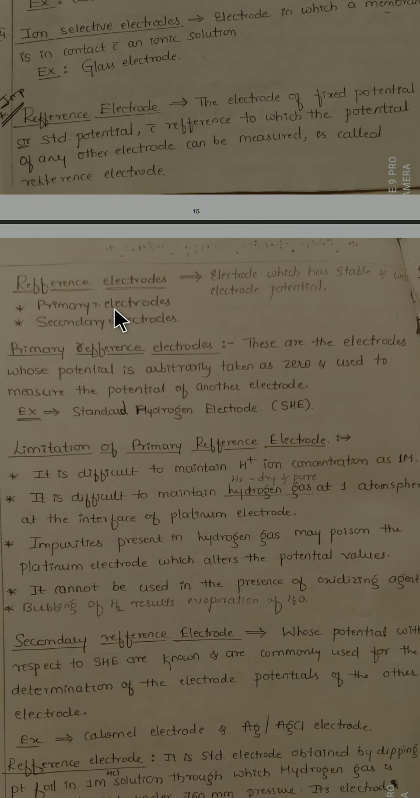As you know, a reference electrode means you have a fixed electrode potential value, a stable value. In that we again have primary and secondary. Primary reference electrode means the electrode whose potential is arbitrarily taken as 0. An example for that is the standard hydrogen electrode, which you have already studied in your PUC classes. In the standard hydrogen electrode you have a potential of 0.